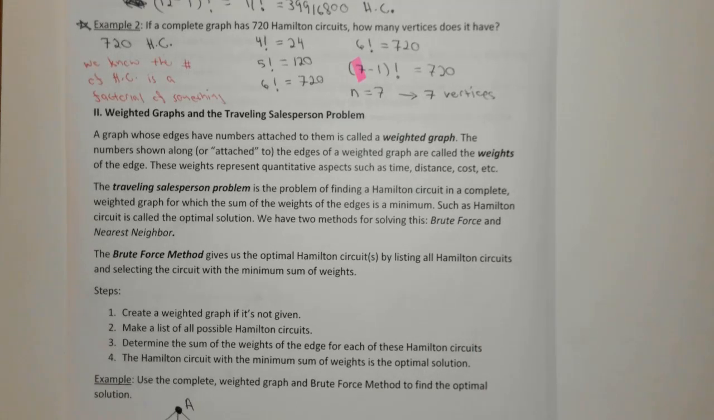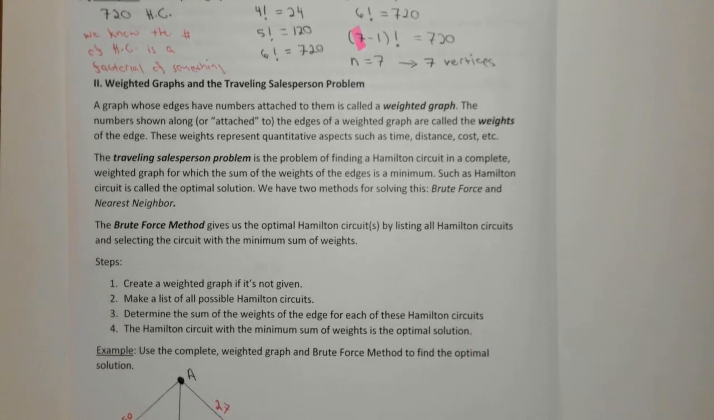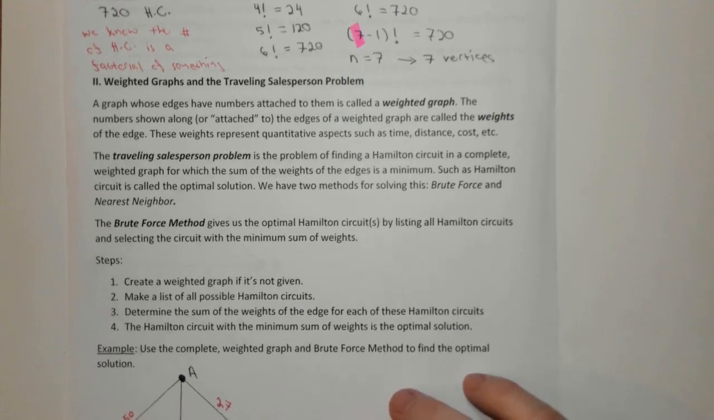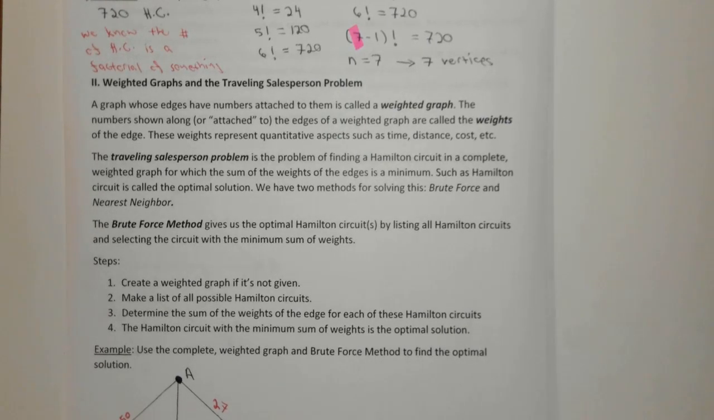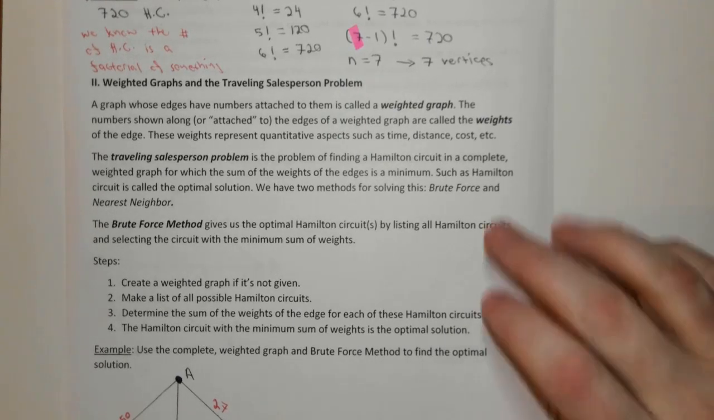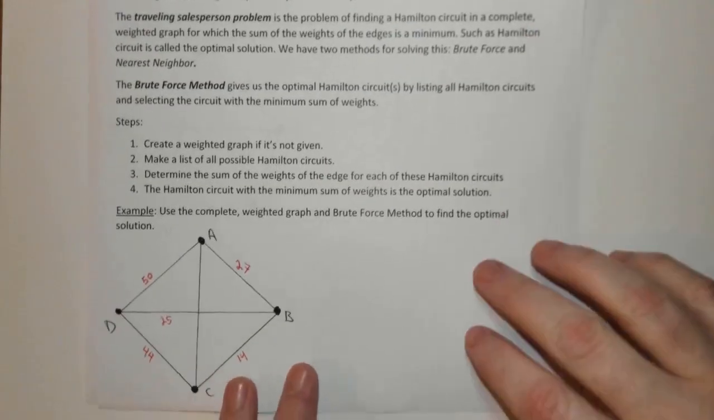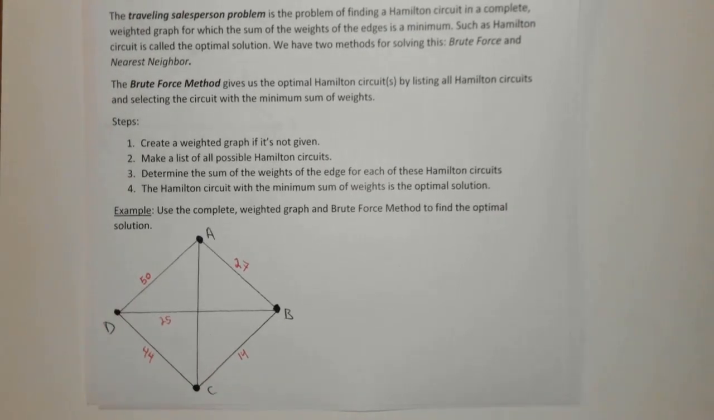For brute force, it's probably the hardest one because it requires us to do a lot of work. And if that's the case, then we're probably going to only have a graph with like 4 or 5 vertices. And you'll see why as we get through this. Okay? So, we got an example down here. We're going to use brute force to find the optimal solution. But here are the steps.